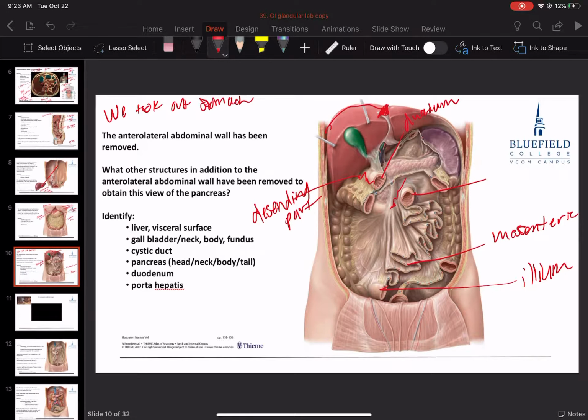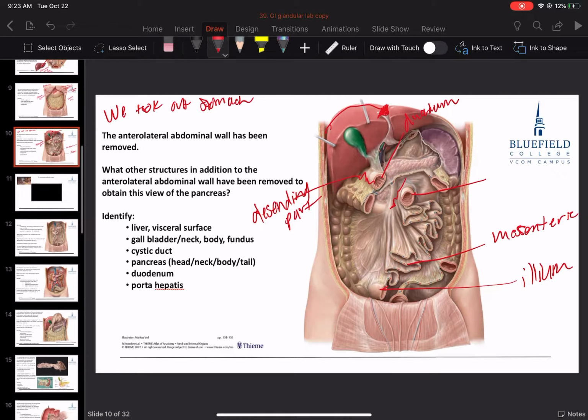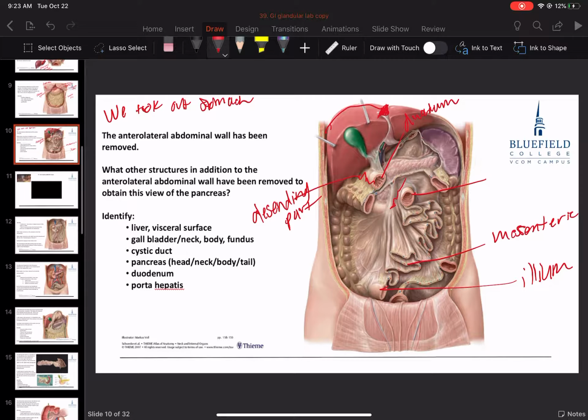Okay, so that's good. Let's see, what do I have? Liver, visceral surface, gallbladder, the neck, body, and fundus. Are you okay with that? No. And what about this cystic duct? What parts of that can you see in here? Can you imagine where it's attaching to the bile duct? Right there. Actually it would attach to the common hepatic duct to form the bile duct.